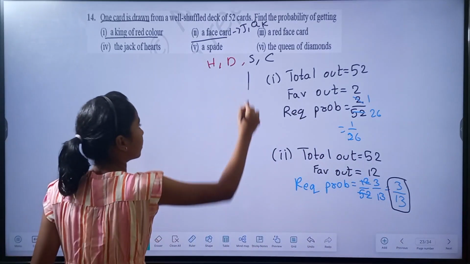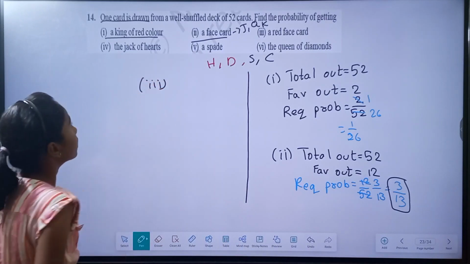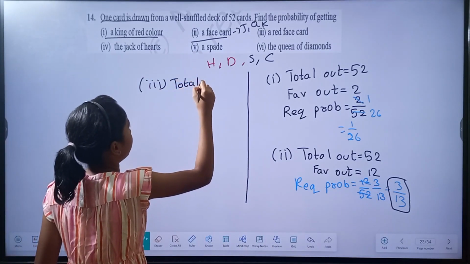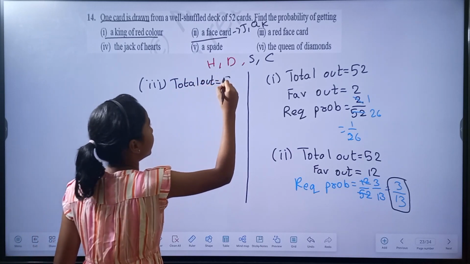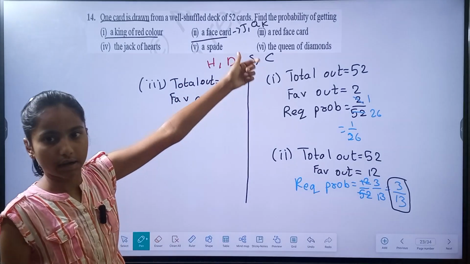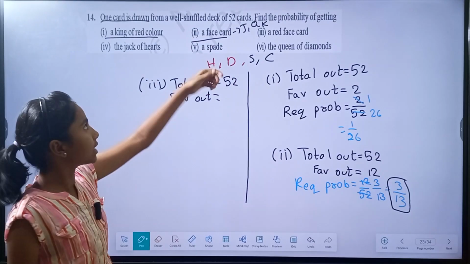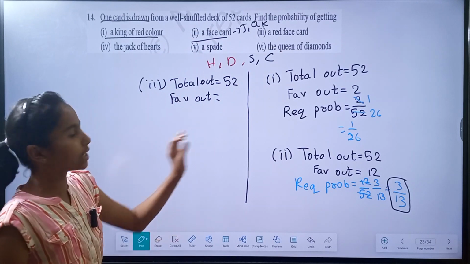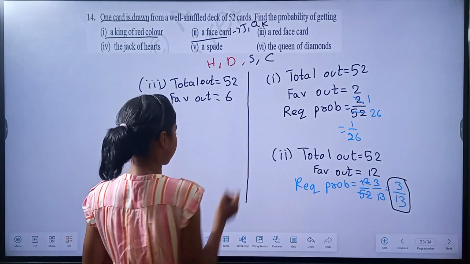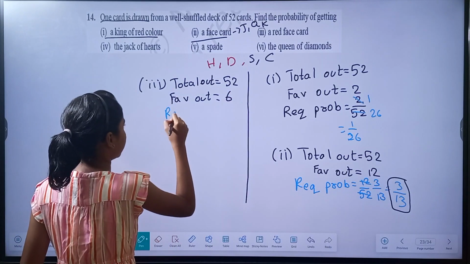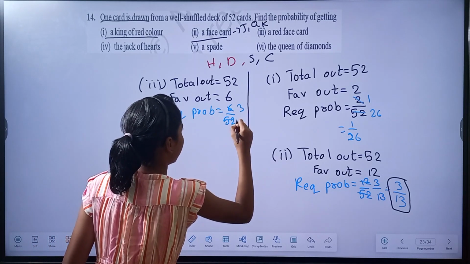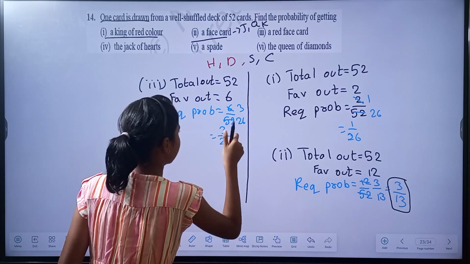Now next, third: a red face card. Again we have total outcomes equal to 52, and the favorable outcomes are red face cards. We have two red suits and each has a Jack, Queen and King. So we have a total of 6 face cards of red color. Taking out one at random has 6 ways. So the required probability is equal to 6 by 52. By simplifying this, it is equal to 3 by 26.